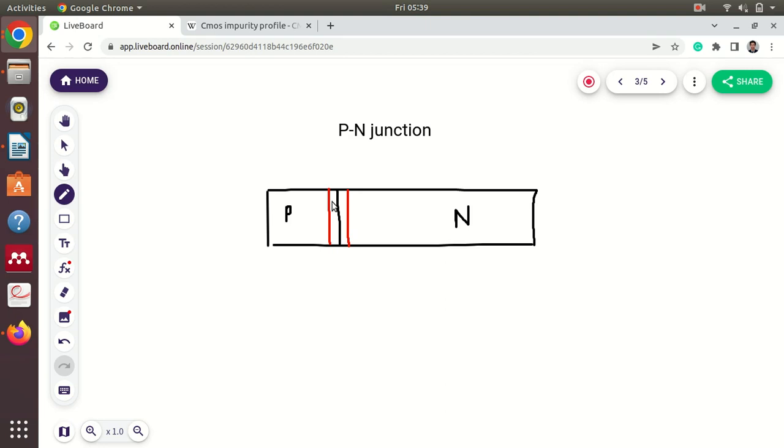Because of this, this part was previously neutral because the number of protons was equal to the number of electrons. In this region also the number of protons was equal to the number of electrons. But now some electrons have passed from this region to that region. Because there is now an electron deficiency here, this region has become positive, and this has become negative because there are more electrons here. So there is a negative layer towards the p type and a positive layer towards the n type.